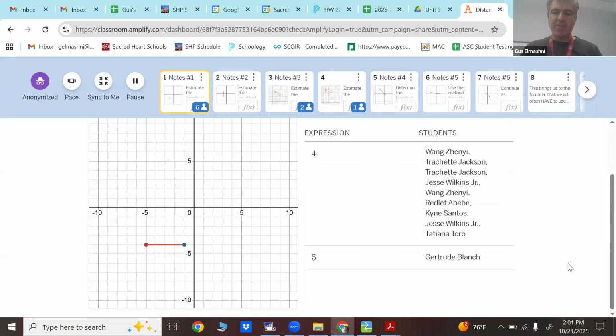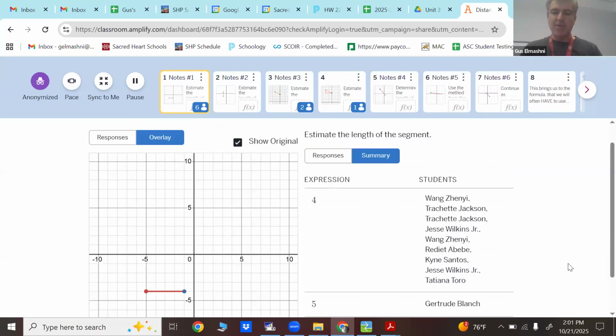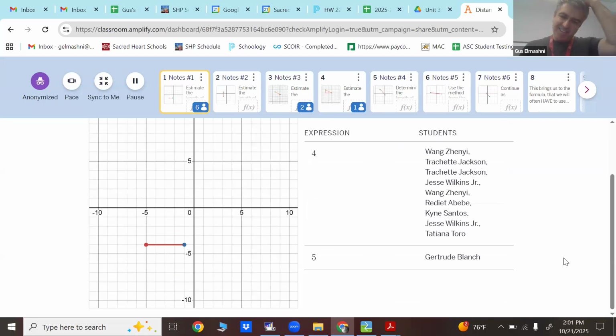Okay, so you guys have new names now. I don't know who Gertrude is. Gertrude Blanche, Tatiana Toro. These are interesting names.